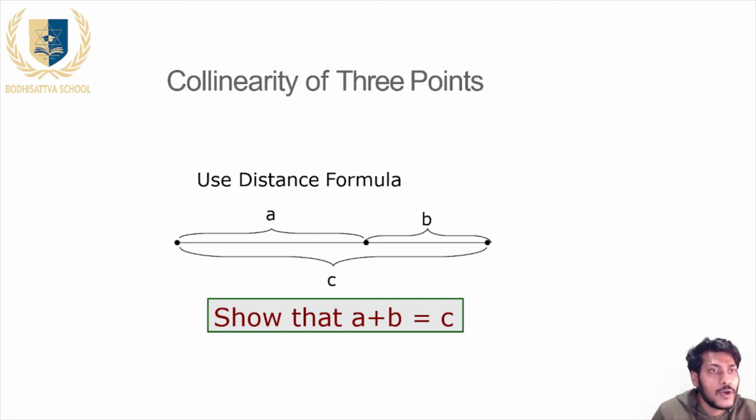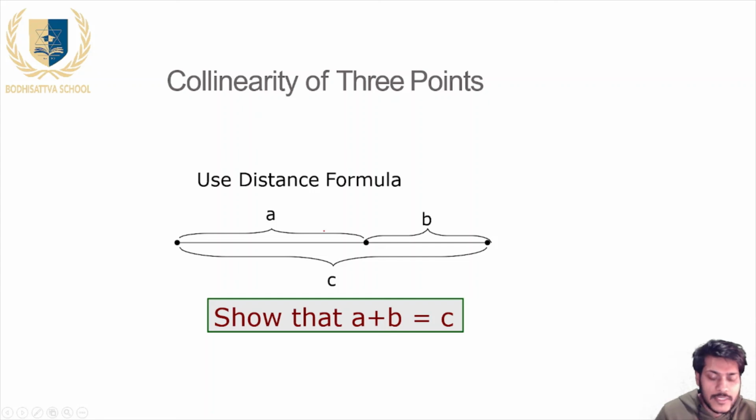Next one is collinearity of 3 points. First we will understand what is collinear. Collinear points are points which exist on the same line. As we can see, it will be collinear if distance A plus B will be equal to C. Obviously, all 3 points are on the same straight line. So if it satisfies A plus B equals C, it will be collinear.